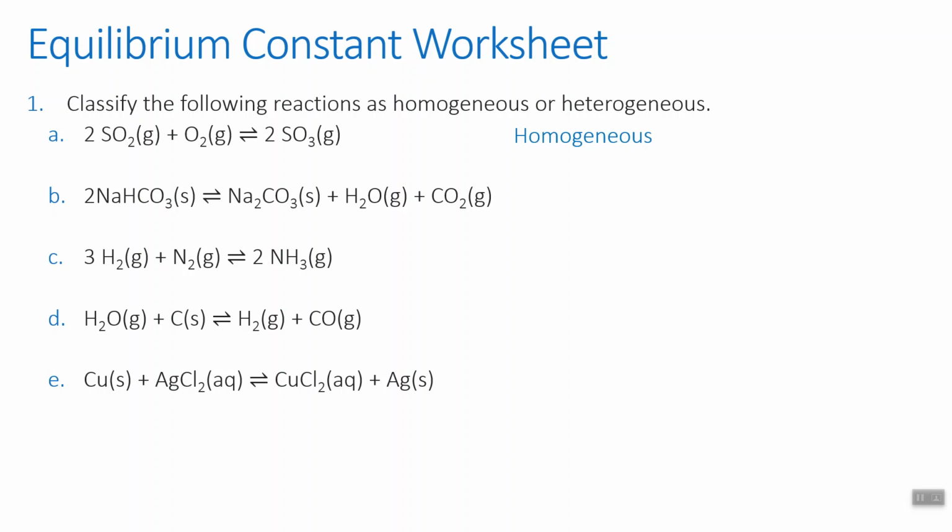In B, we have some gases and some solids, which makes it heterogeneous. In C, we have all gases. In D, we have gases and solids. And in E, we have aqueous solutions and solids. So that's also going to be heterogeneous.